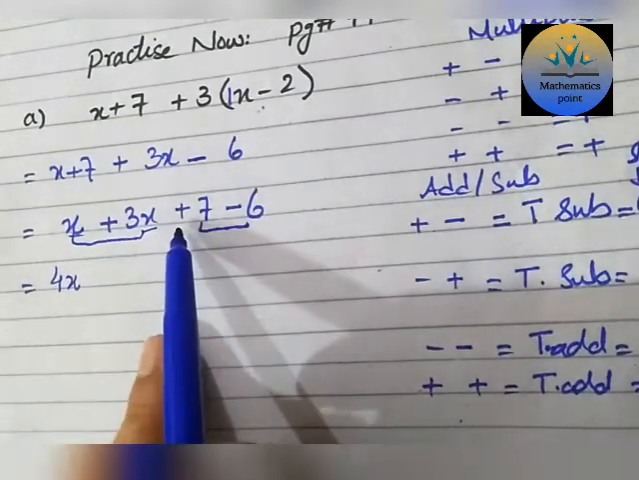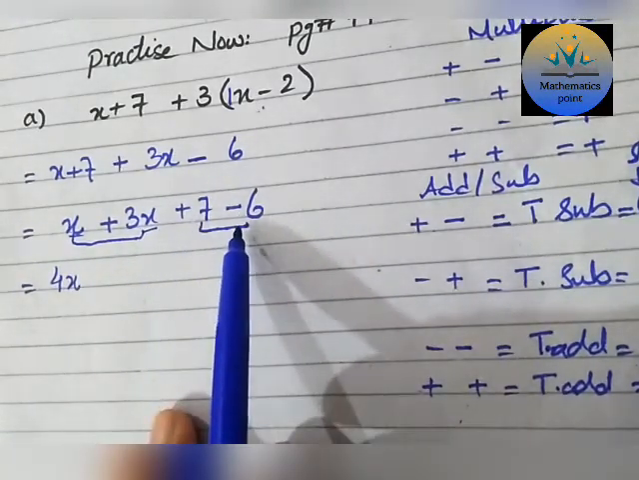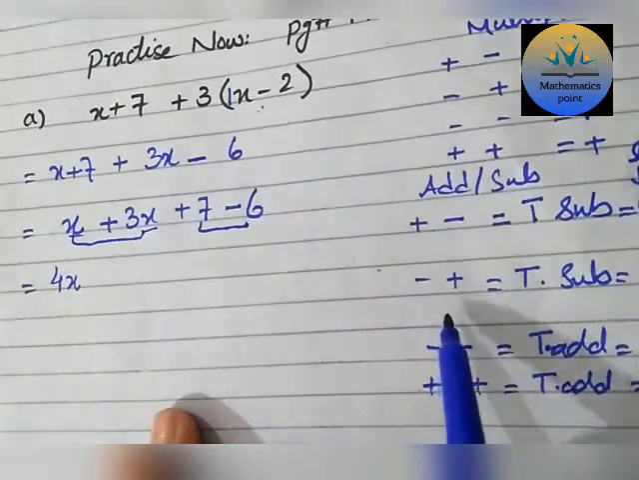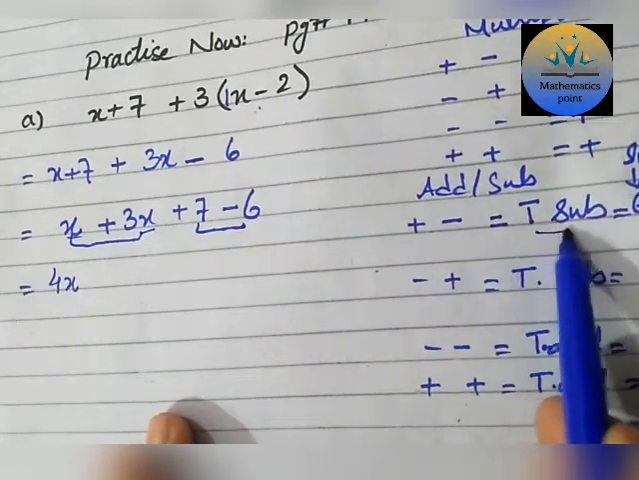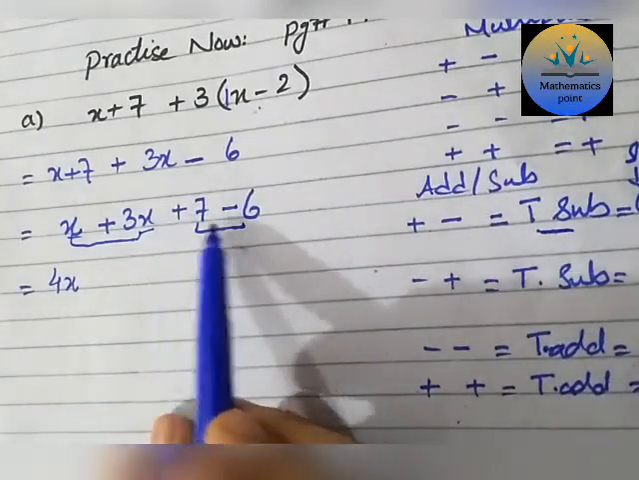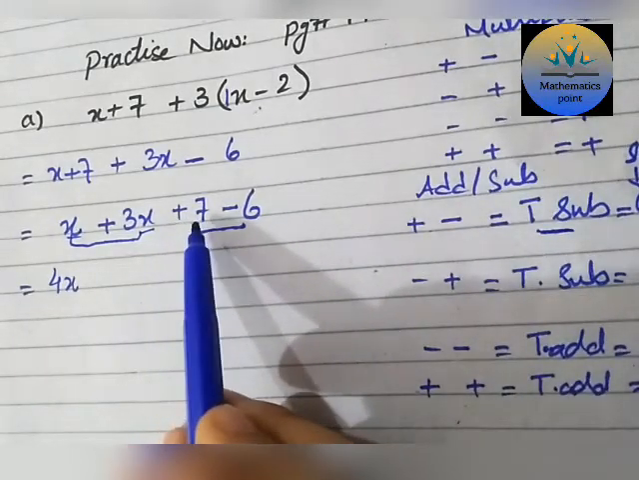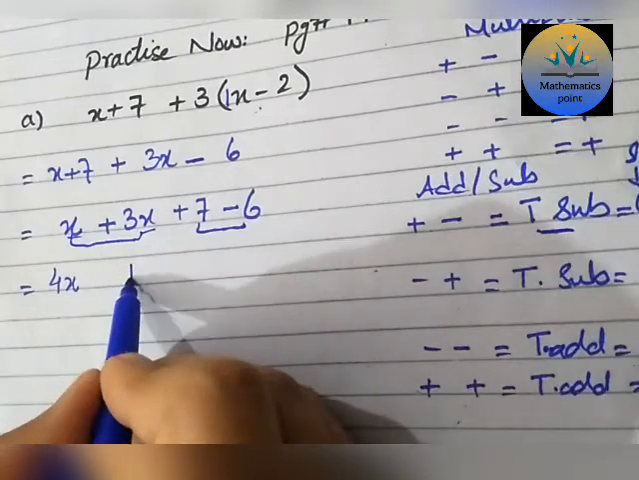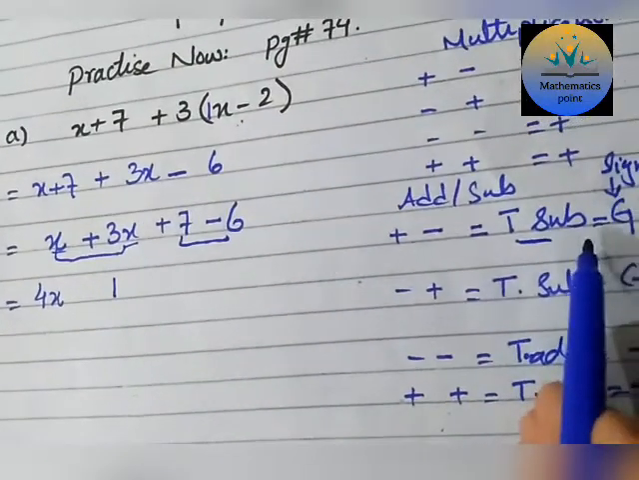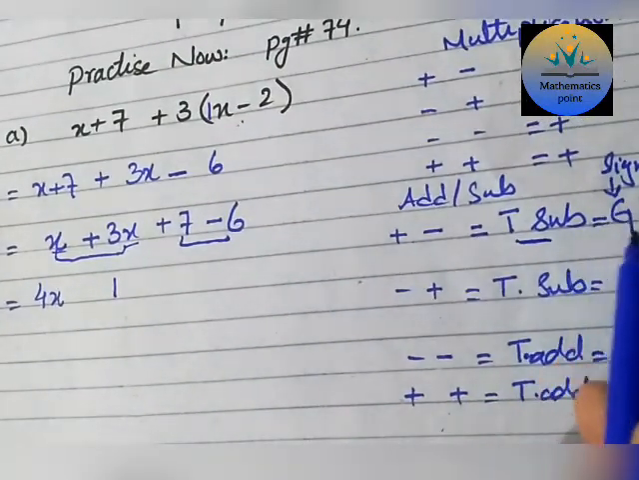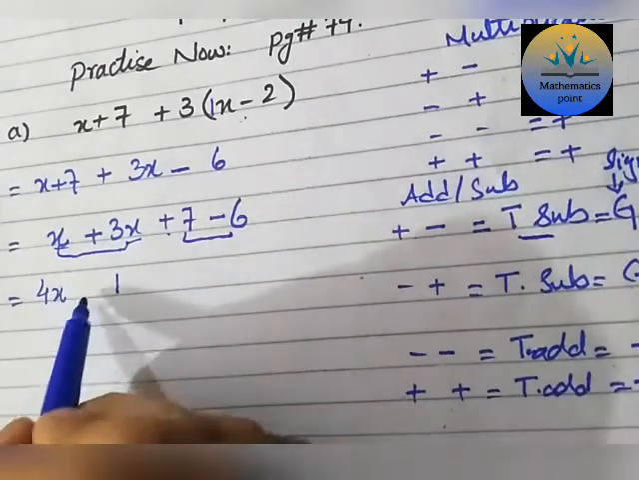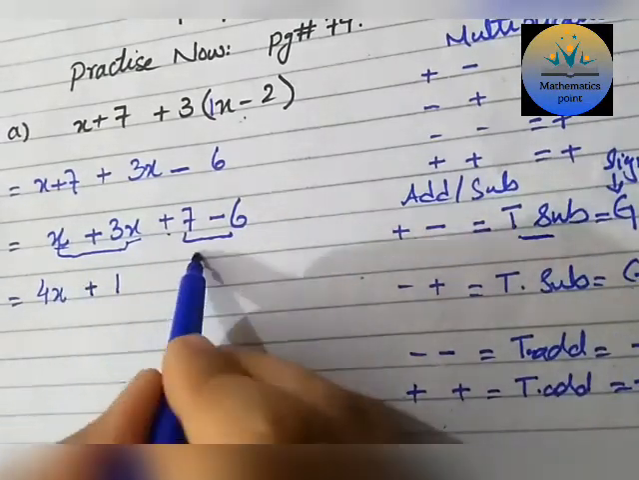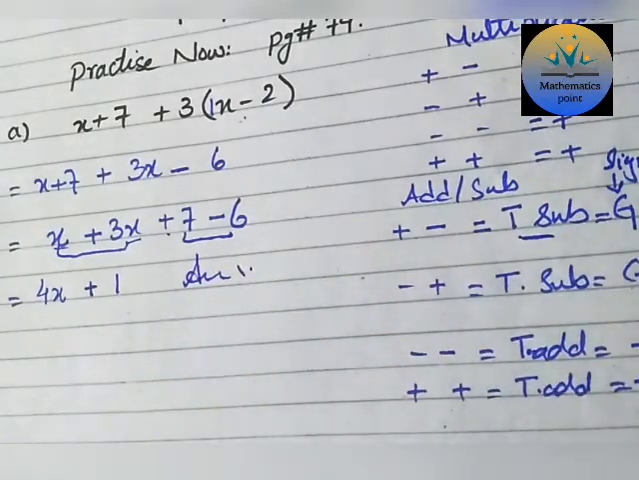Now again we have the first term with a positive sign and the other with a negative sign. Moving towards these rules, plus minus, so the terms will be subtracted. Why subtracted? Because the two signs are opposite. So 7 minus 6 is equal to 1. And what would be the sign? The sign of the greater term. The greater is 7, and 7 has the plus sign, so we write down the plus sign here. This is done with part A.